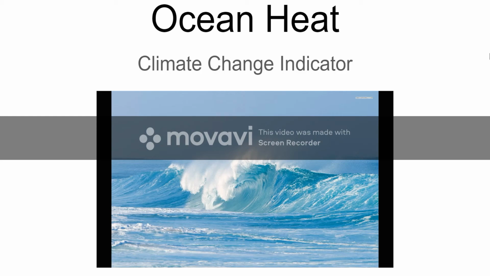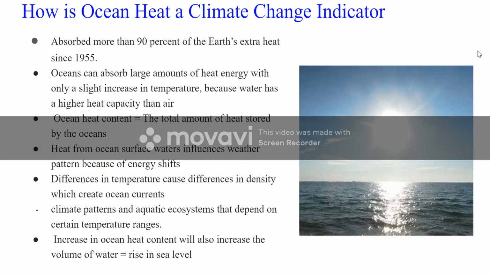So I did ocean heat as my climate change indicator. So how is ocean heat a climate change indicator? The world's oceans absorb more than 90% of the Earth's extra heat since 1955. Oceans can absorb large amounts of heat energy with only a slight increase in temperature.